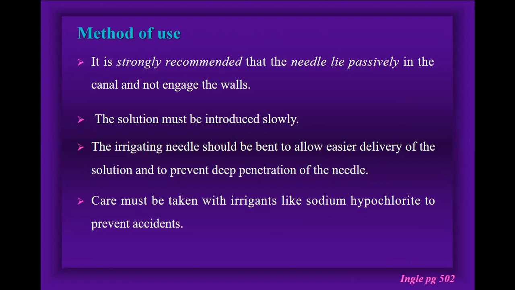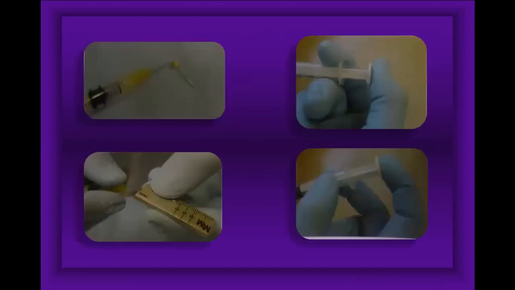Now the method of use. It is strongly recommended that the needle lie passively in the canal and not engage the walls. The solution must be introduced slowly. The irrigating needle should be bent to allow easier delivery of the solution and to prevent deep penetration of the needle. Care must be taken with irrigants like sodium hypochlorite to prevent accidents. This is the method: we should bend the needle.